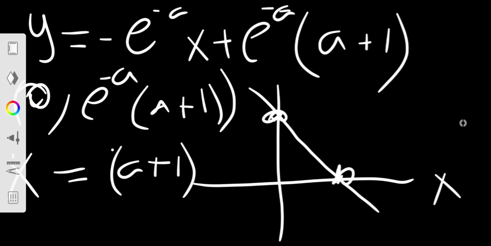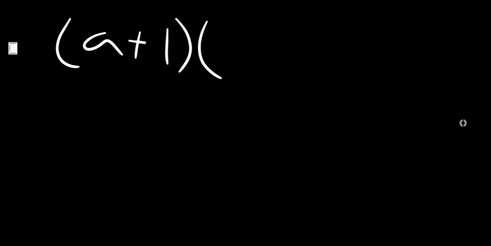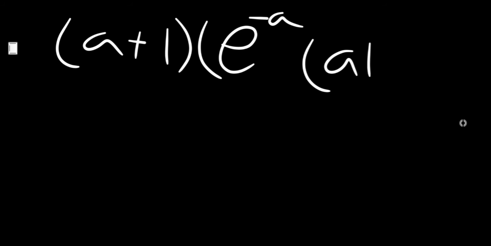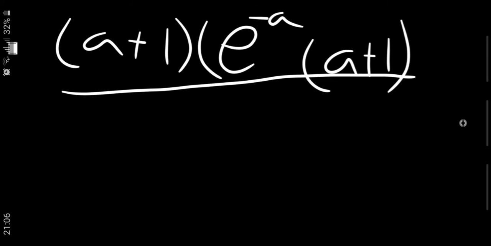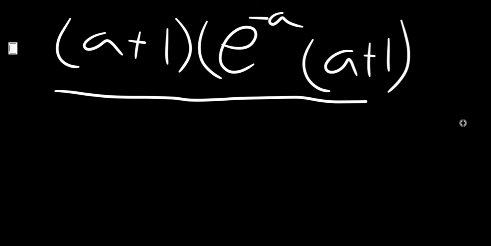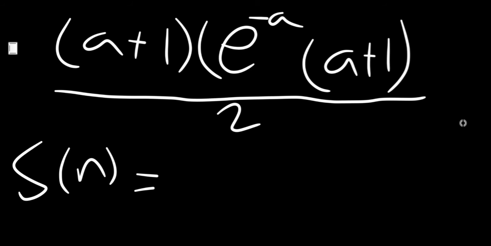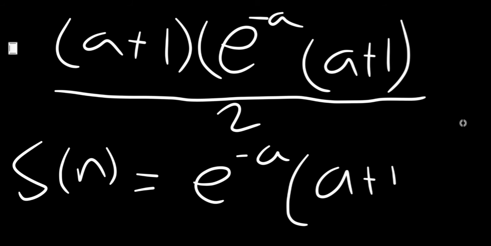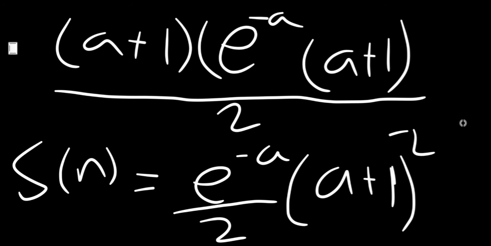We have everything about our function, right? To find the area of our triangle, so what can we do? Well, a plus 1 multiplied by h. What was h? E to the minus a multiplied by a plus 1, divided by 2. This is our s of n. So s of n is equal to e to the minus a of a plus 1 squared divided by 2. So this is our s of n.